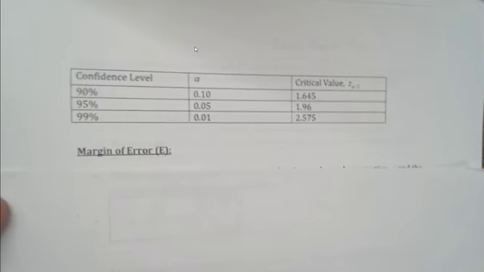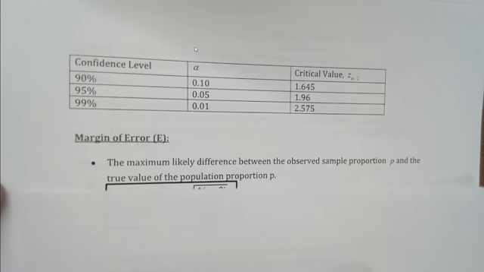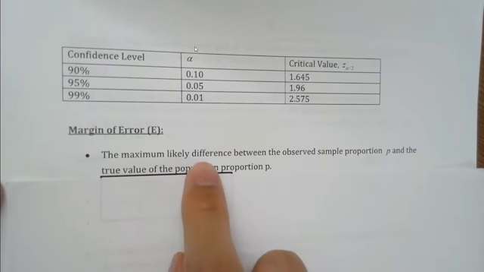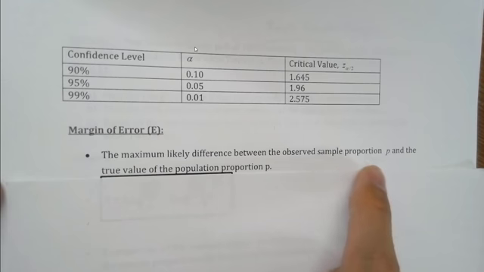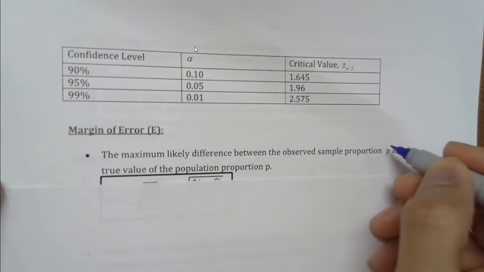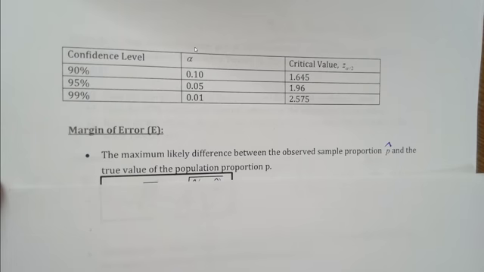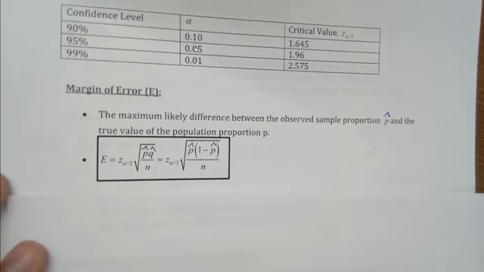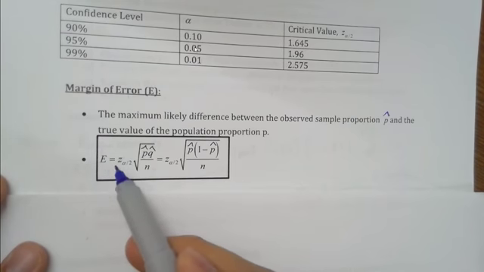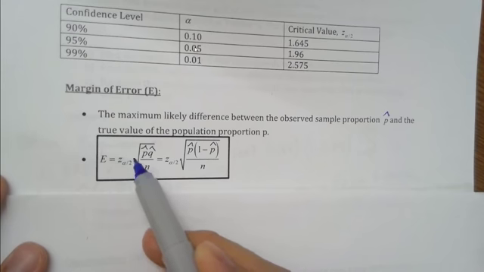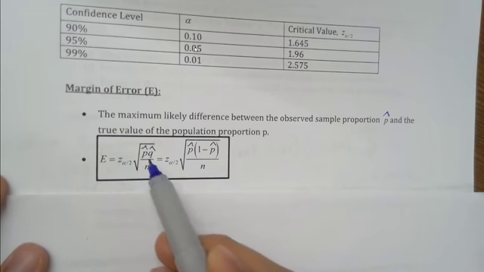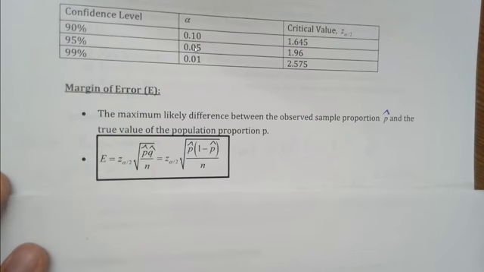Margin of error, E. Margin of error is the maximum likely difference between the observed sample proportion p hat and the true value of the population proportion p. For the sample, we use the notation p hat. We use the formula for margin of error: E equals Z alpha over 2, the critical value, times the square root of p hat q hat over n. Q hat is the complement of p hat, or 1 minus p hat.